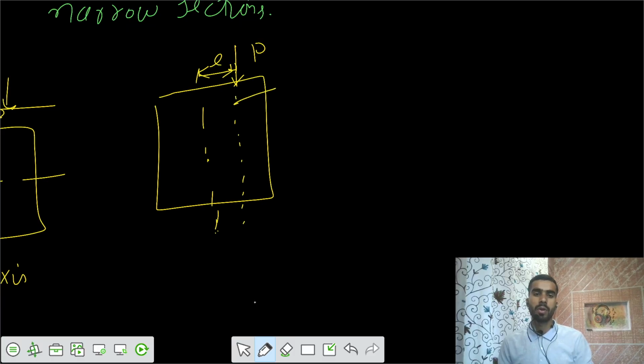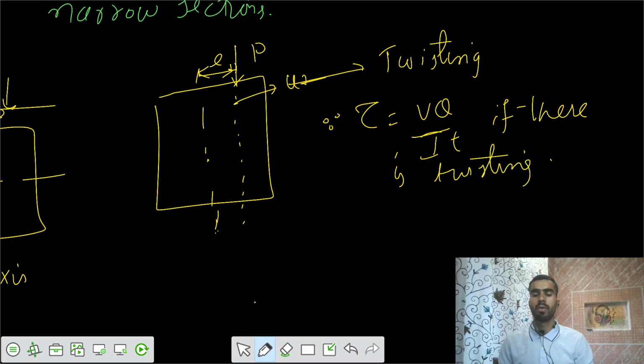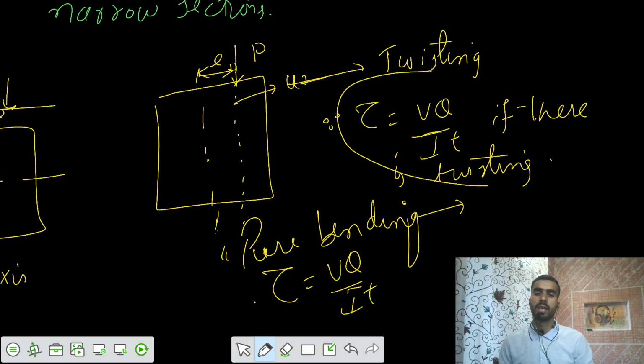So we know that because of unsymmetric bending, there is some twisting also. We can't use the shear stress equation tau equals VQ by IT if there is twisting. If there is twisting, we can't apply this equation. We want only pure bending. If there was only pure bending moment, there would be no twisting, and then we can directly apply tau equals VQ by IT. So you have to take care of that.